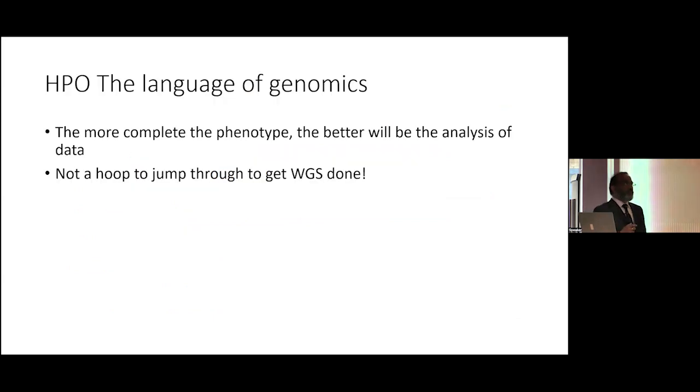So HPO can be seen as the language of genomics. The more complete the phenotype, the better will be the analysis of the data. Completing a request form for whole genome sequencing is a time-consuming, frustrating process sometimes, and you can take up to an hour to do one family, actually. HPO terms are not just a hoop to jump through to get whole genome sequencing done, because the rarer the phenotype that you can enter into it, the better will be the diagnostic yield.